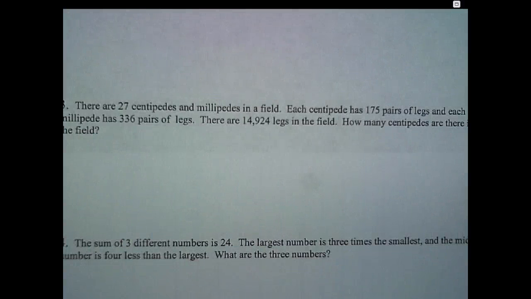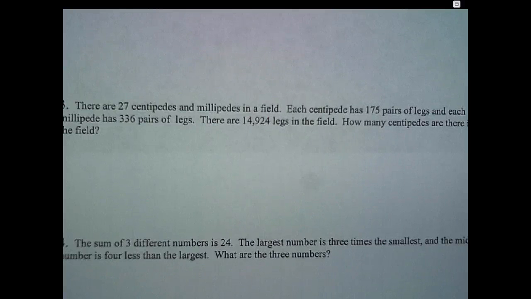Guys, as you know, more problems come from systems, so we're going to set up the systems of equations and use inverse matrices to solve. Let's read the first word problem. There are 27 centipedes and millipedes in the field. Each centipede has 175 pairs of legs, and each millipede has 336 pairs of legs. There are 14,924 legs in the field. How many centipedes are there in the field?